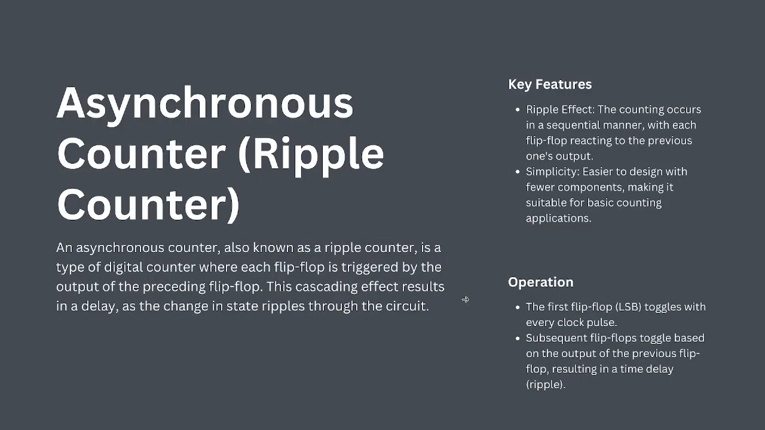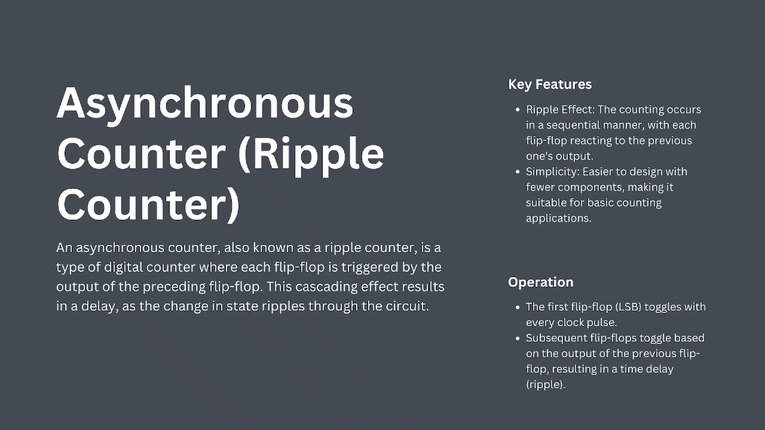Now that wraps up our exploration of the 4-bit asynchronous counter using flip-flops. In this design, we have observed how the output of each flip-flop is dependent on the inverted output of the previous one, creating a ripple effect as the counter increments. This setup illustrates the fundamental concept of asynchronous counting, where each flip-flop triggers the next one based on its output.